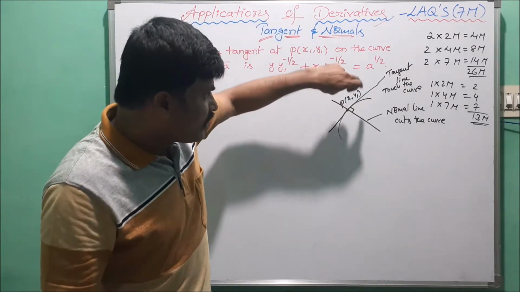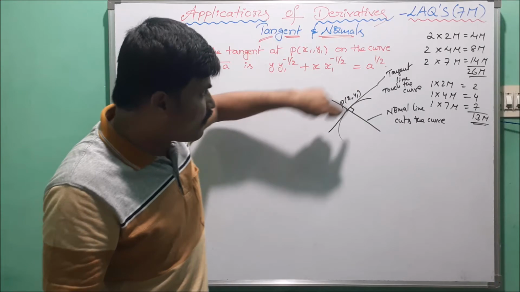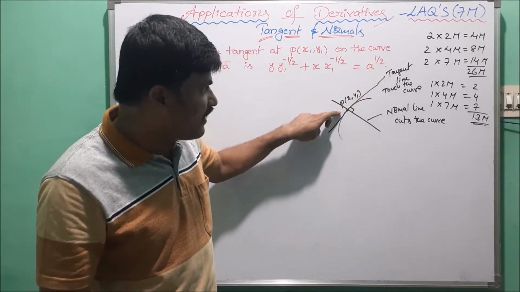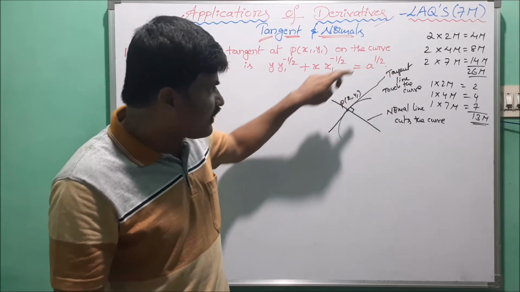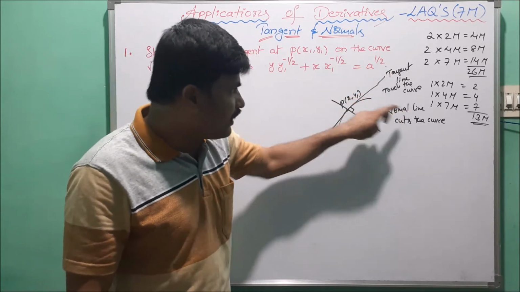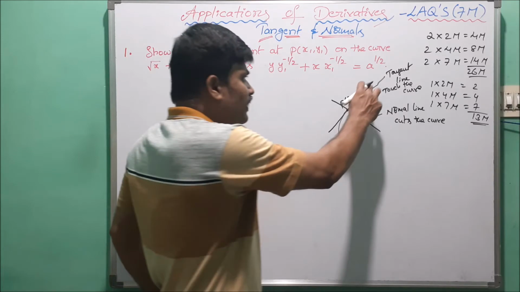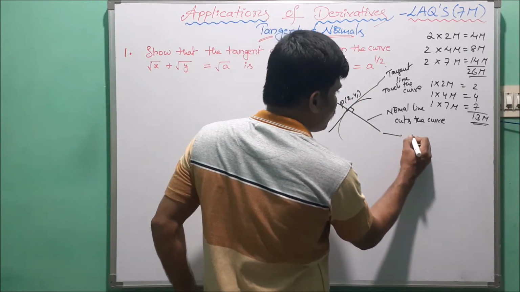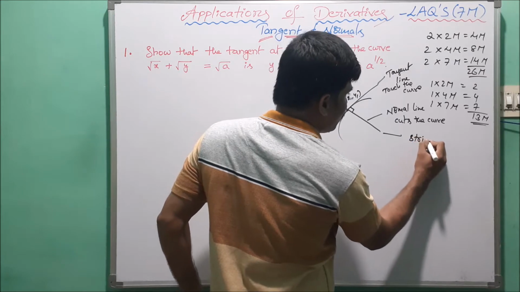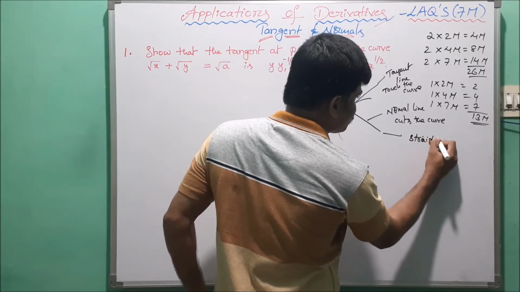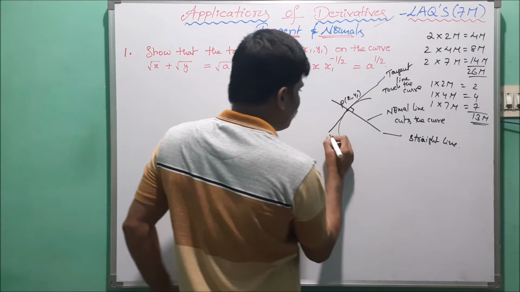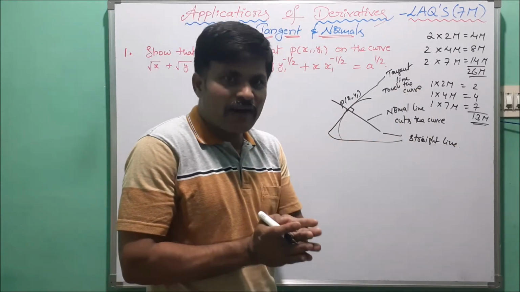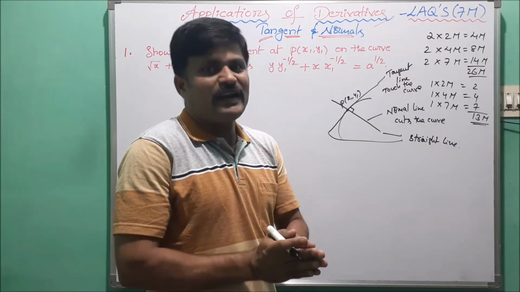Given this curve, we draw one tangent and also one perpendicular line to the tangent. This tangent touches the curve. This normal cuts the curve. We have to observe that these two are completely straight lines. These tangent and normal lines are completely straight lines.